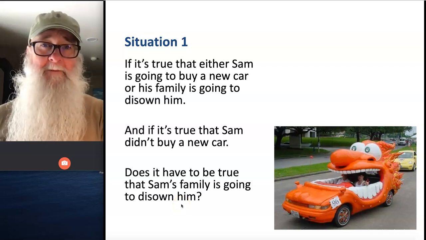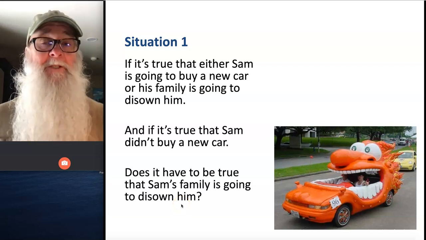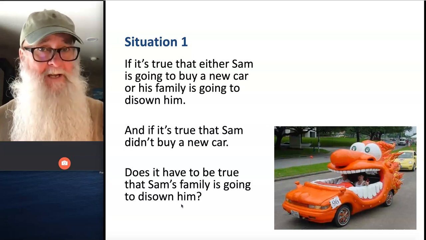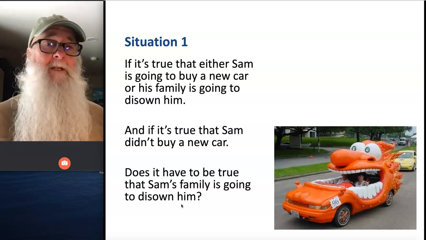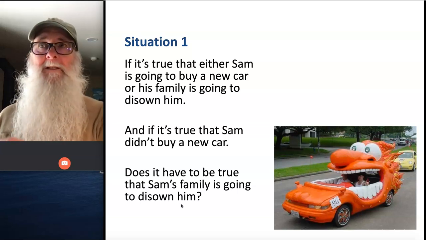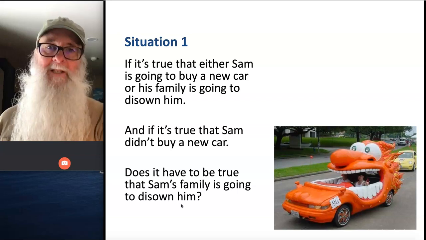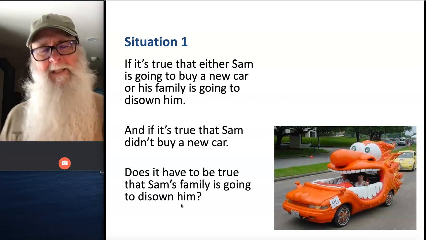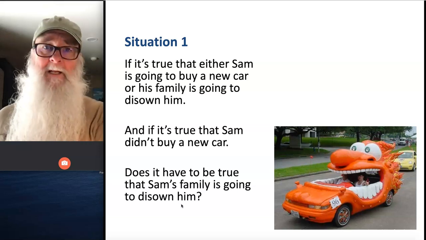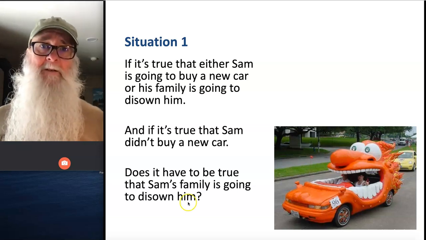I have a couple of situations that I want you to consider. Situation number one is this. If it's true that either Sam is going to buy a new car or his family is going to disown him, and Sam didn't buy a new car, does it have to also then be true that Sam's family is going to disown him? Is Sam's family going to disown him if it's true he didn't buy a new car and it's true that either he's going to buy a new car or his family's going to disown him?